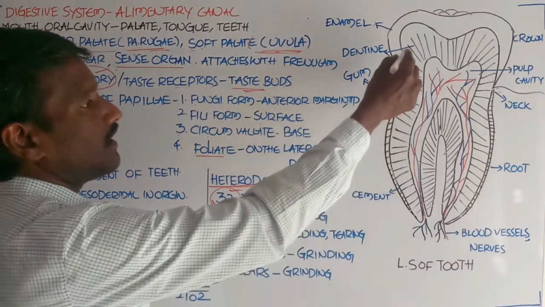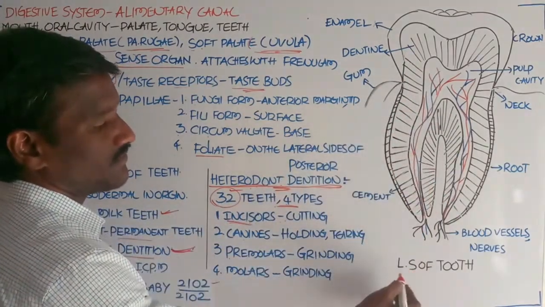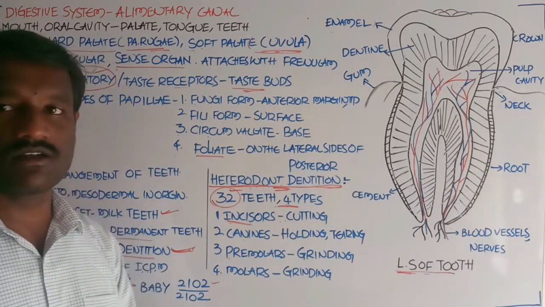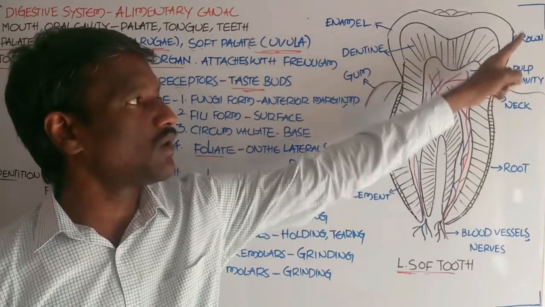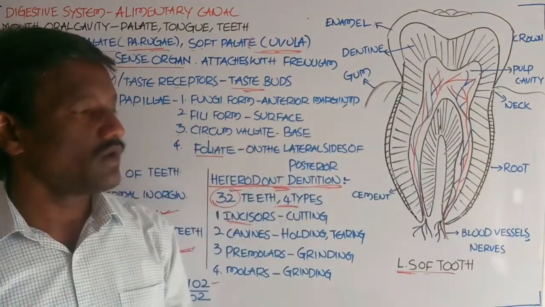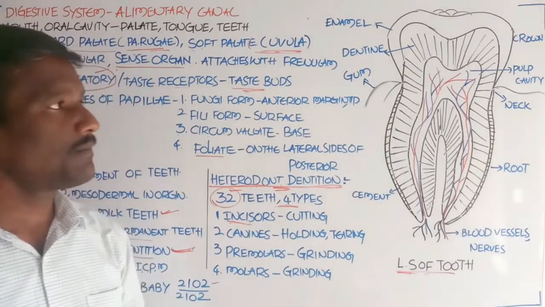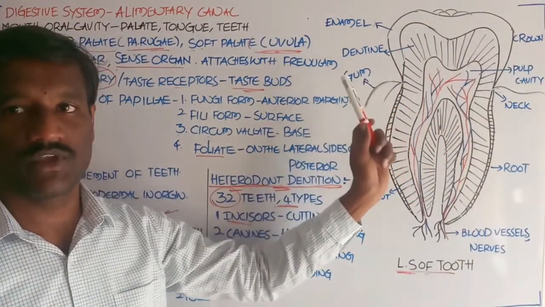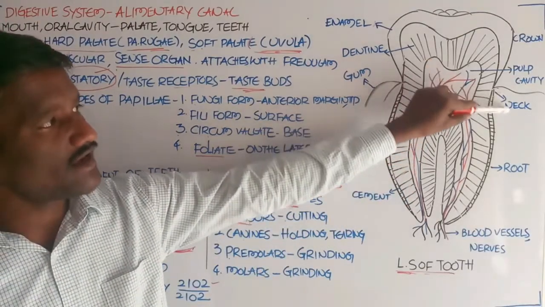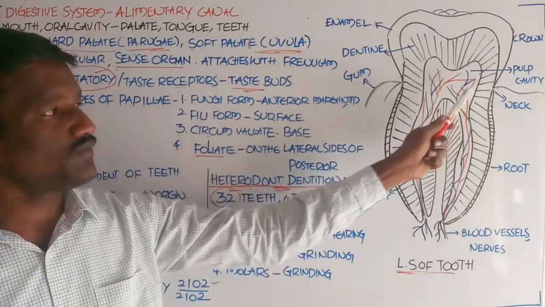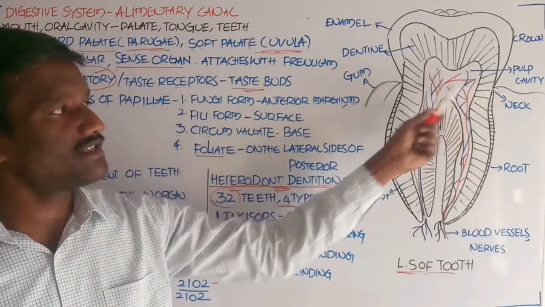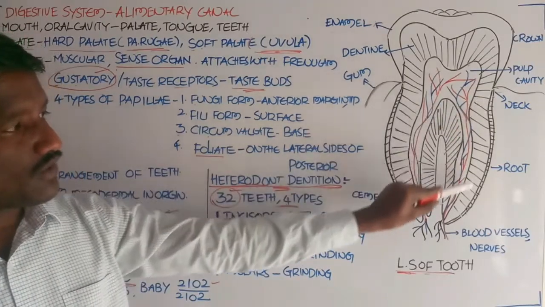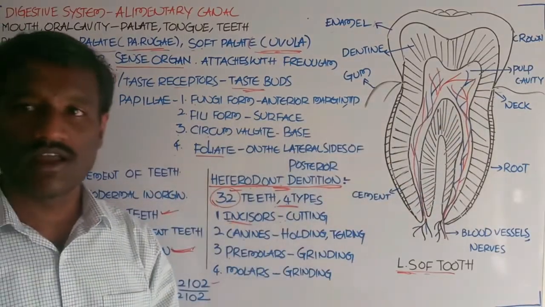And this is the diagrammatic representation of the LS of the tooth. It consists mainly of three parts: crown, neck, and root. The crown is the projected, outward part from the gum. This is the neck region of the tooth, present inside the gum. And this is the root. The root is located in the inner part.